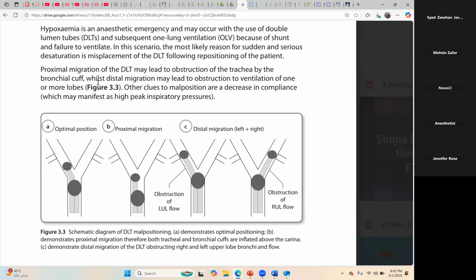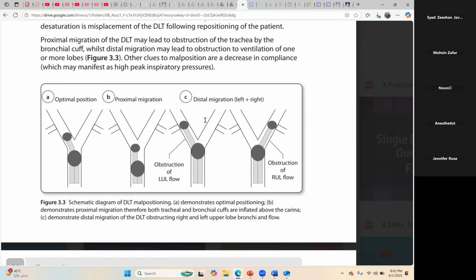Proximal migration of the DLT may lead to obstruction of the trachea, while distal migration may lead to obstruction to ventilation of one or more lobes. Other clues to malposition are a decrease in compliance, which may manifest as high peak inspiratory pressures.